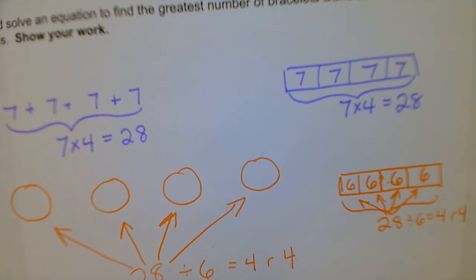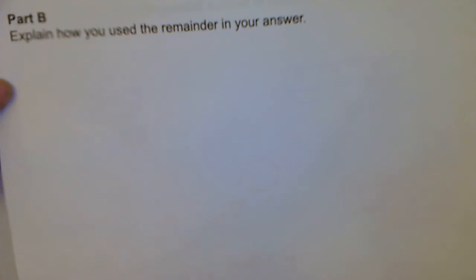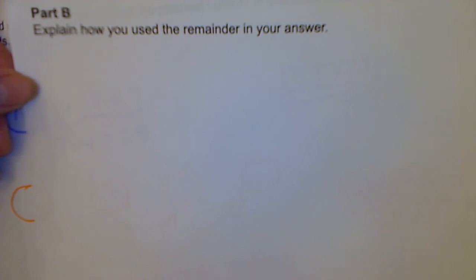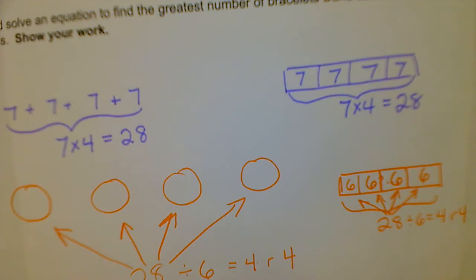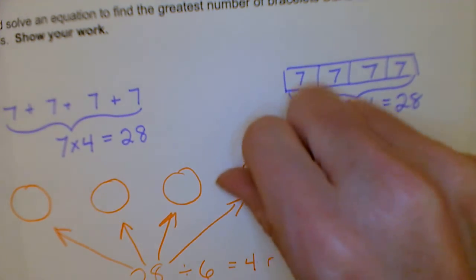And actually, this question has another part to it. And the second part says, let me find it, there you go. Explain how you use the remainder in your answer. And again, what I would say for that is that the remainder shows me that I didn't have enough beads to make another bracelet. So basically you're going to save those. You're going to put them back in a jar or back in an envelope and save those last 4 beads. So I hope that this was helpful, friends.